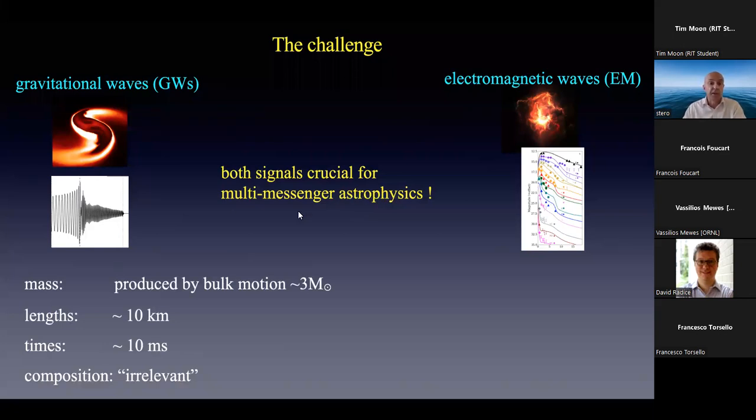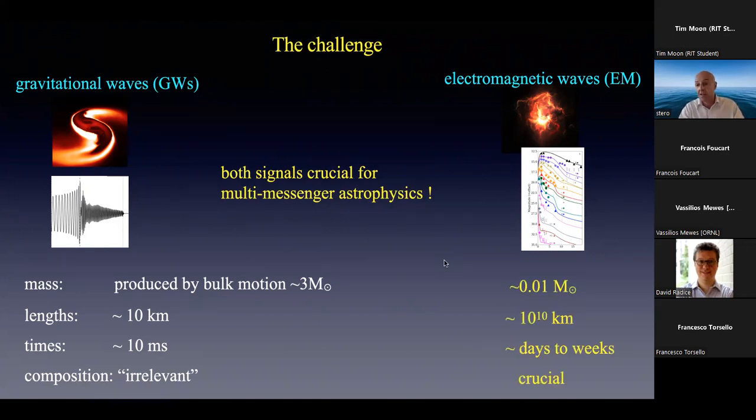they're also produced in very different ways. So for the gravitational waves, it's the bulk motion of maybe 3 solar masses or so. And you have length scales of maybe 10 kilometers. You have time scales of, well, a couple of milliseconds initially. And the composition is relatively irrelevant for the gravitational waves as long as the compactness of the stars is the same. But it's very different, of course, for the electromagnetic emission.